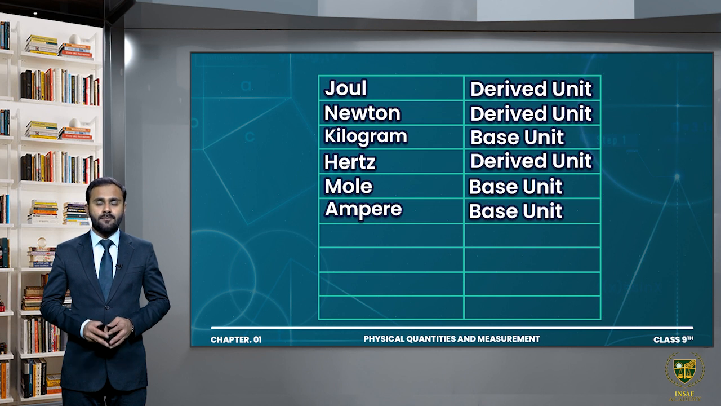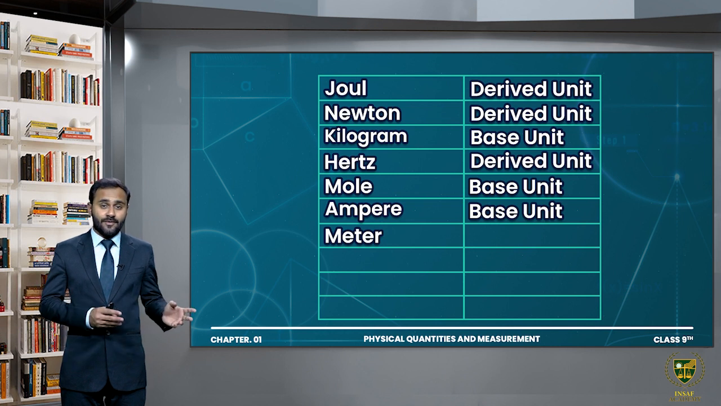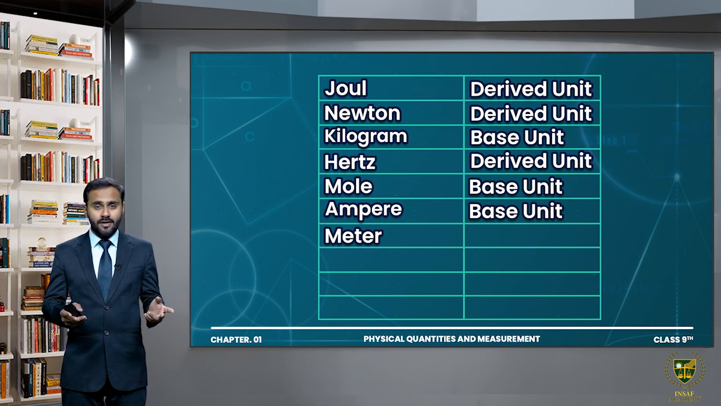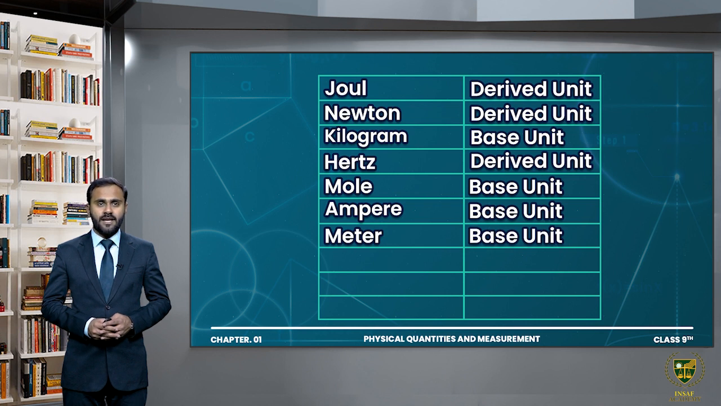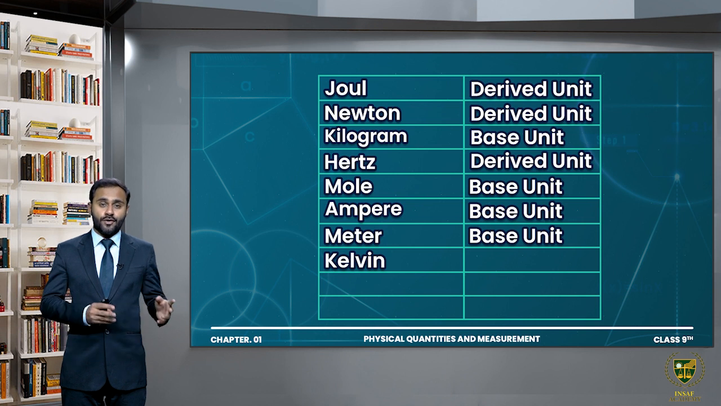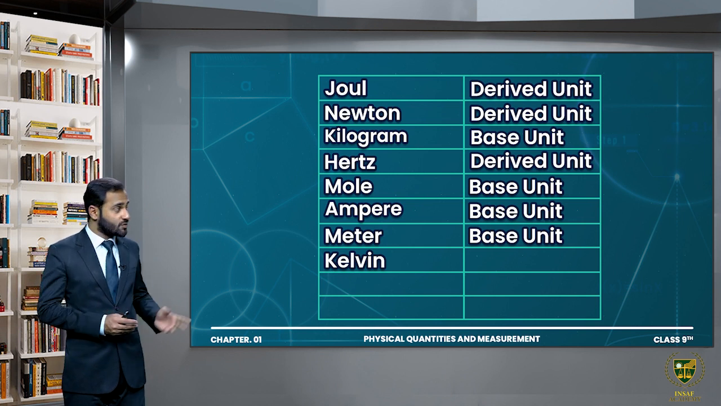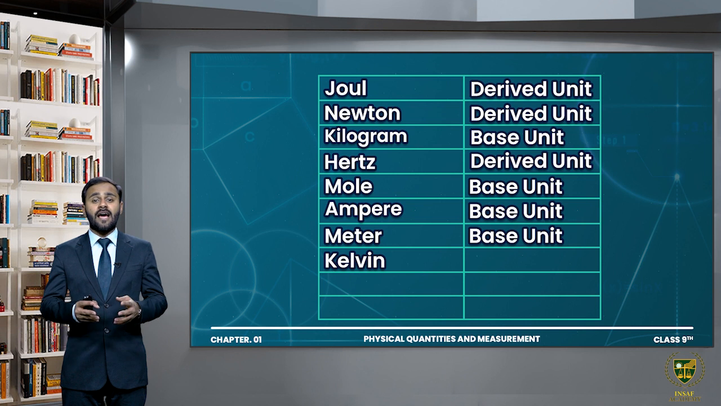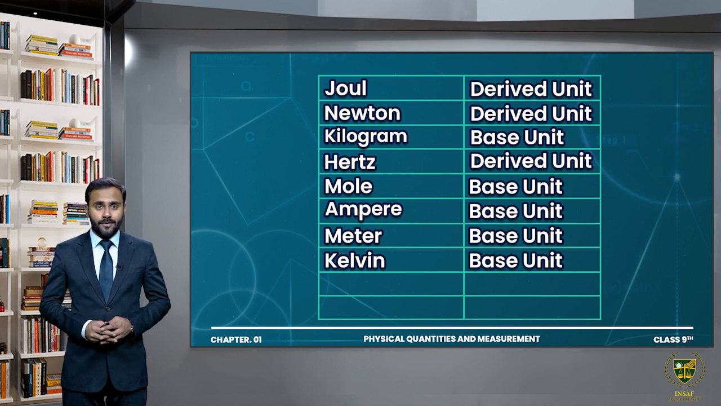The next one is meter. Meter is the unit of length, and length is a base quantity, so we can say meter is a base unit. The next one is Kelvin. Kelvin is the unit of temperature, and temperature is a base quantity, so we can say that Kelvin is also a base unit. The next one is coulomb.